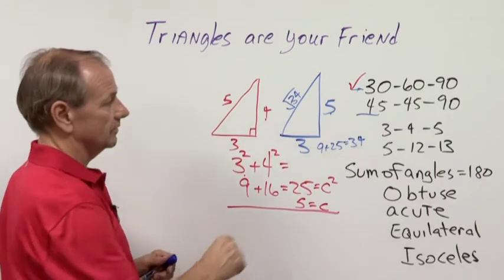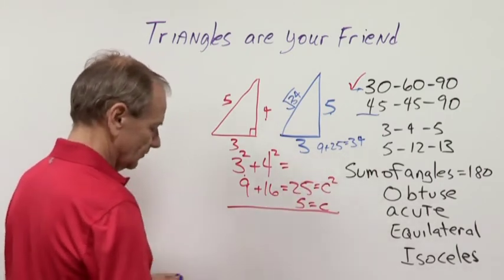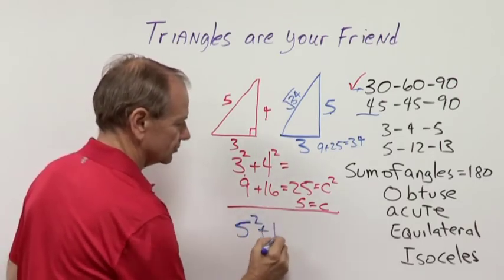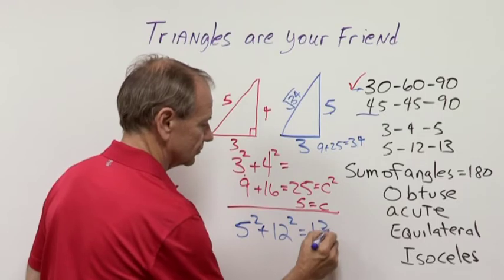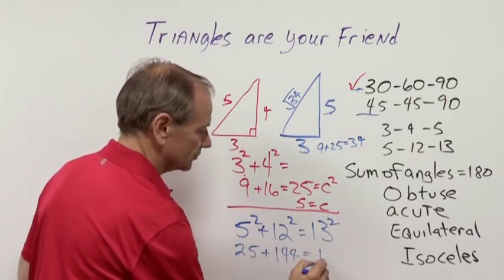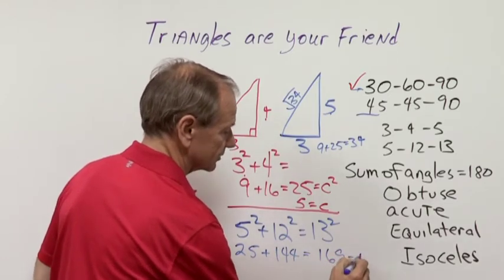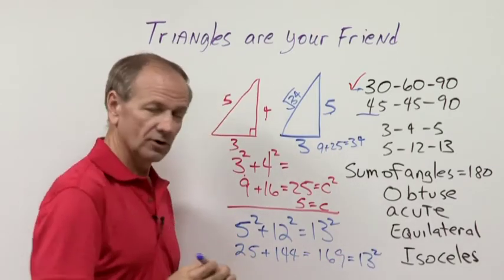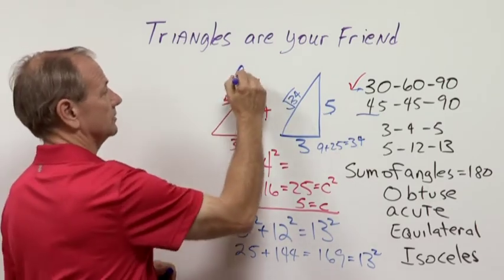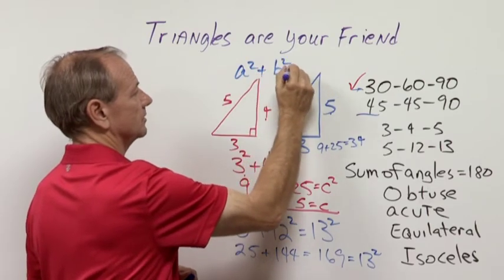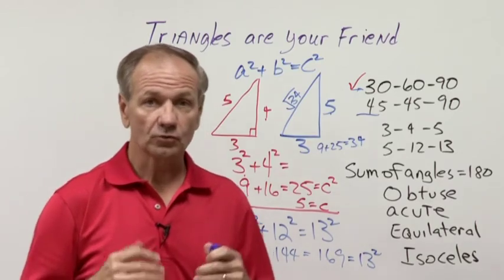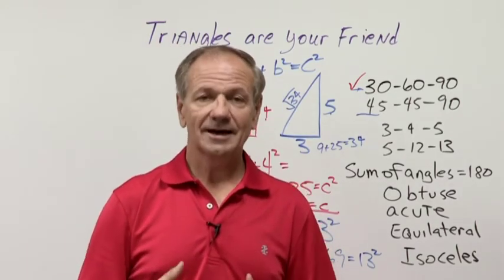Now we're going to look at the 5, 12, 13. The 5, 12, 13 is following the same pattern because 5 squared plus 12 squared equals 13 squared. 25 plus 144 is 169, and 169 is equal to 13 squared. So this one works the same. Remember the overall equation is a squared plus b squared equals c squared. Now these only work with right triangles. Has to have a 90 degrees.